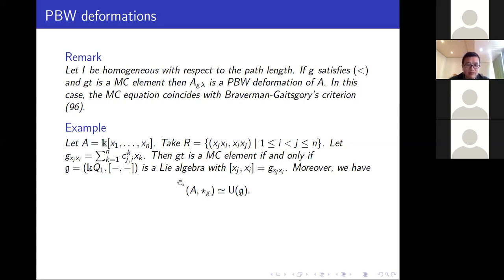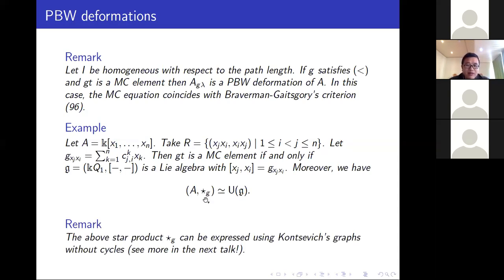And moreover, in this case, the associative product given by the star product is isomorphic to the universal enveloping algebra of this Lie algebra. And similarly, this isomorphism is given by identifying the irreducible paths. We send the irreducible path here to the same irreducible path here, because the images of irreducible paths form a basis for these two vector spaces. And this is the isomorphism of algebras. And actually, in this case, the star product can be expressed using conservative graphs without cycles. And you will see more details in the next talk.